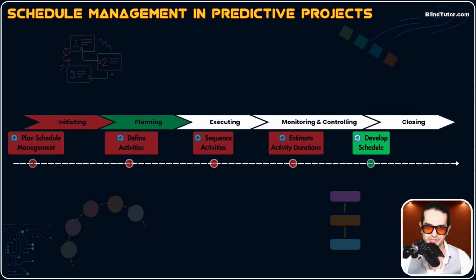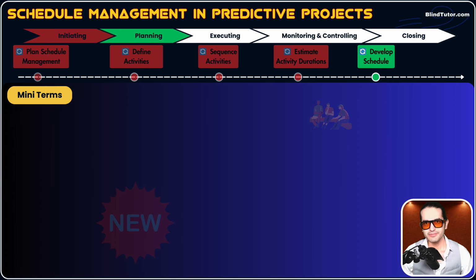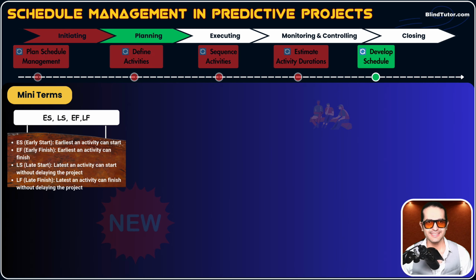Okay, let's start with mini terms of the develop schedule process. Okay, what are ES, LS, EF, LF? Rings a bell? You saw these in the schedule network diagram. You were wondering what ES, LS, EF, LF are.